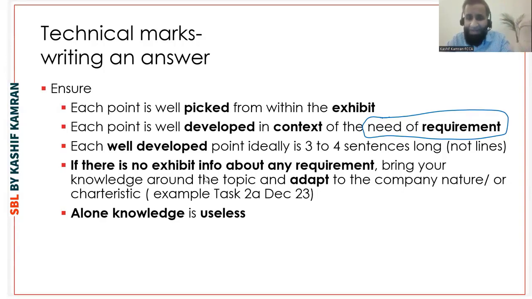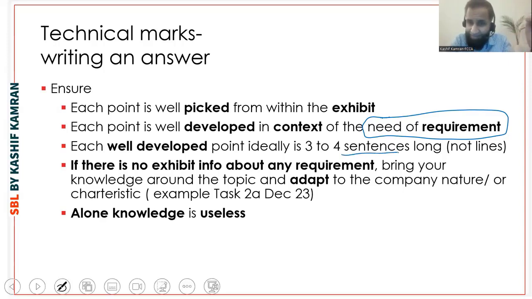Number three, each well-developed point ideally is 3 to 4 sentences long, not lines. Sentences, not lines. I hope you understand there is a difference. What's the difference between a line and a sentence? 3 to 4 sentences, not 3 to 4 lines. I hope you know what is a sentence, right? And what is a line? So am I saying 3 to 4 lines? No. I'm saying 3 to 4 sentences where you put a full stop, right?